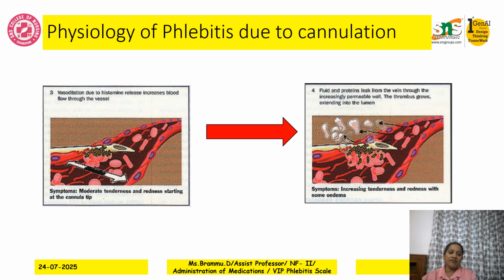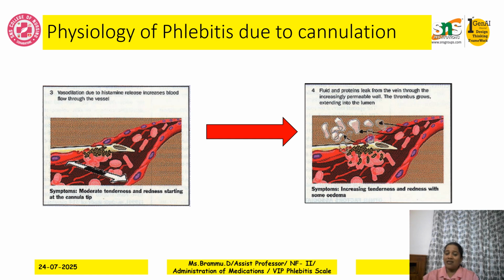And the third physiology, the third stage, is where you can see that due to the vasodilation and the histamine released in the blood cells, there is so much tenderness and redness starting at the cannula tip. So the patient will be having redness, or erythema as you call it. So you can see these changes very close to the IV cannula.